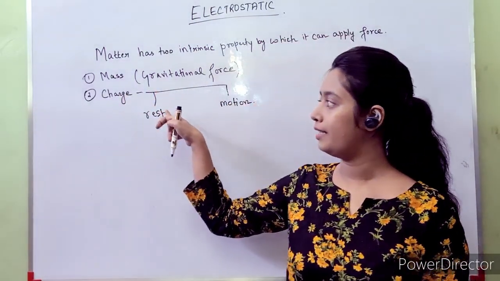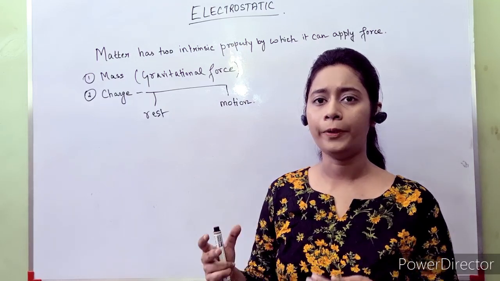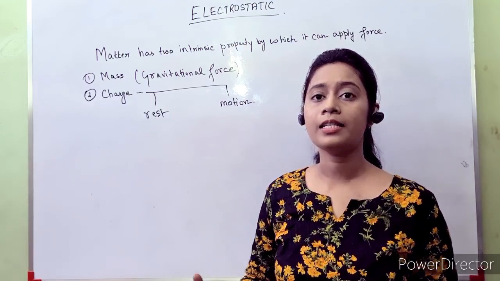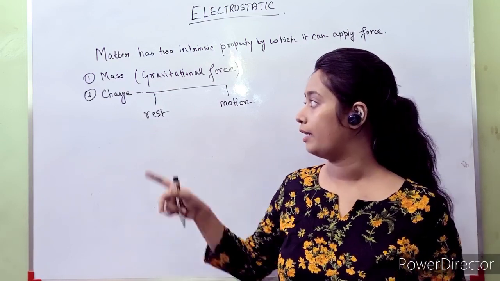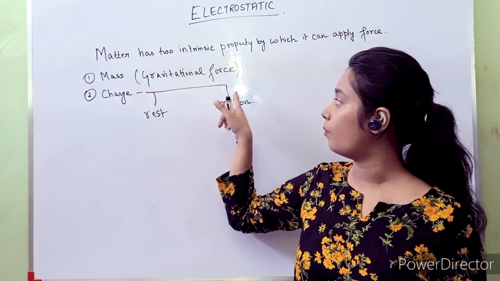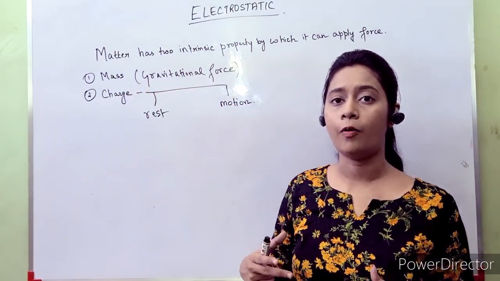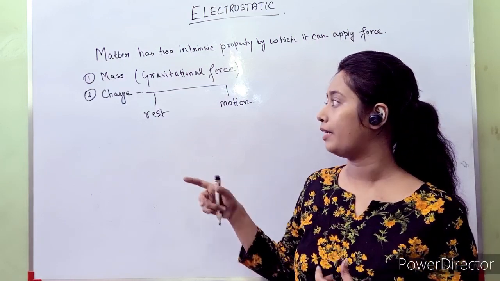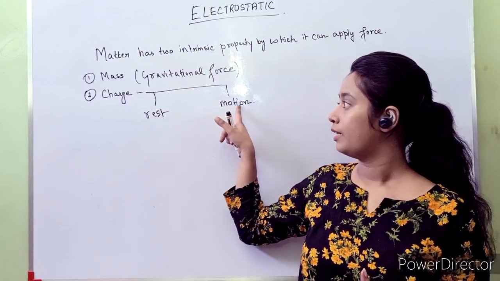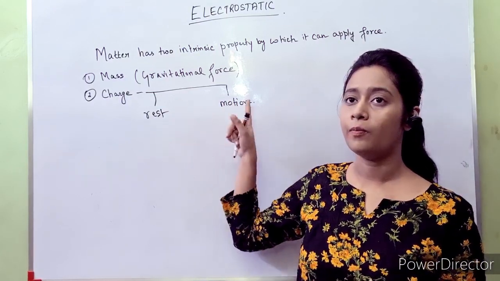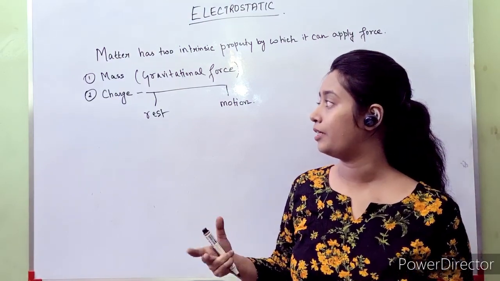When the charge is at rest, it will acquire some properties and behave in some way. If this same charge is in motion, it will acquire different properties than those acquired when the charge was at rest, and it will work in a different way than when the same charge was at rest.